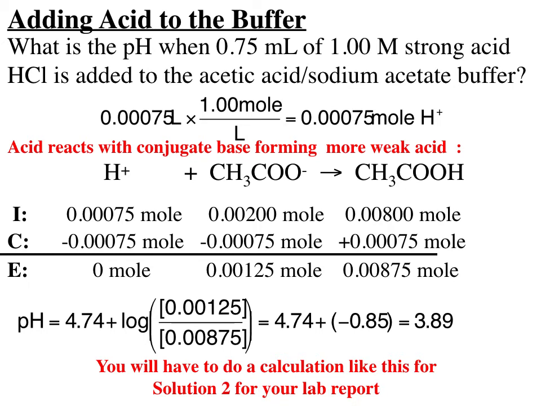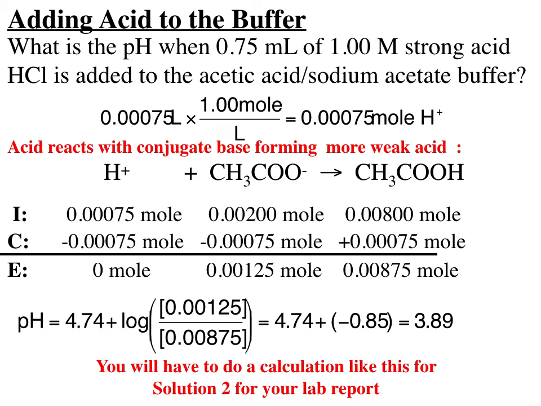Now, of course, the strong acid is completely dissociated. So whatever moles of strong acid I put into the solution is equal to the moles of H plus that I'm putting into the solution. So I put 0.75 milliliters, which is 0.00075 liters of a 1 mole per liter solution. So I've added 0.00075 moles of H plus.